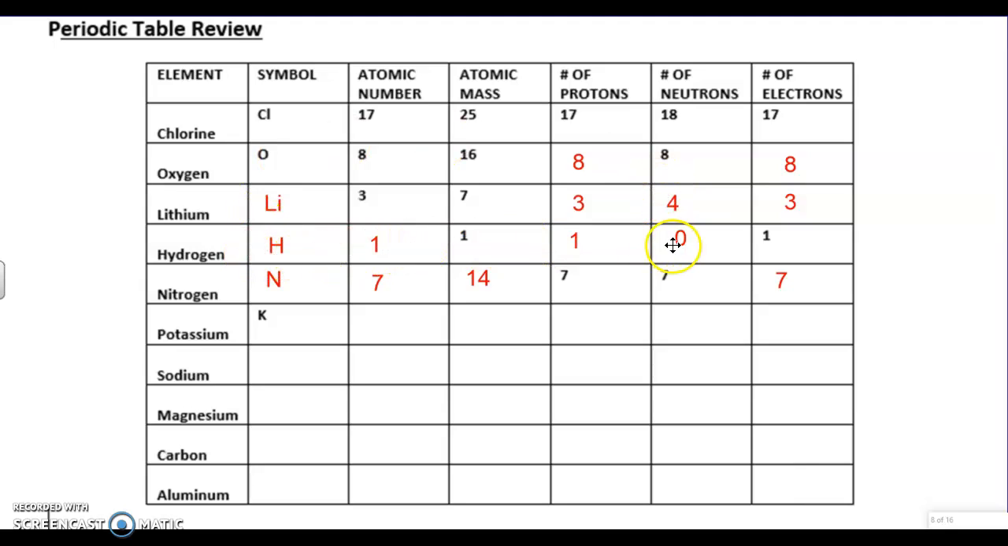Hydrogen's an interesting case. It's the only element that has no neutrons. We got that with a mass of 1, take away the 1 proton, there's nothing left. There are no neutrons in our hydrogen atom.